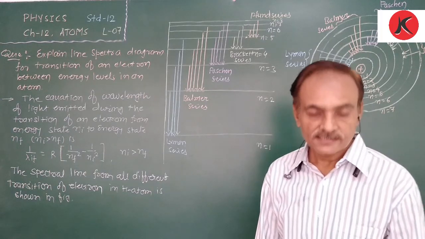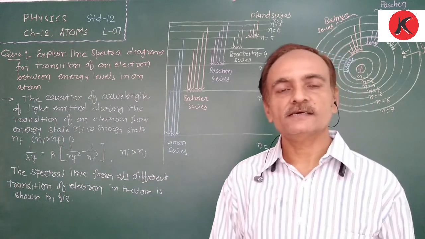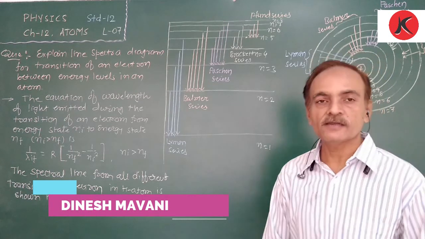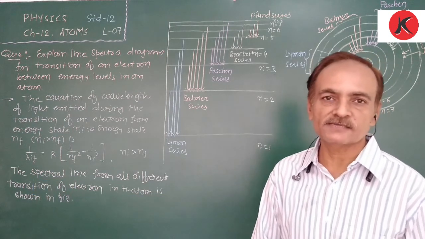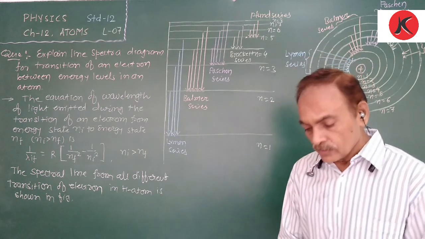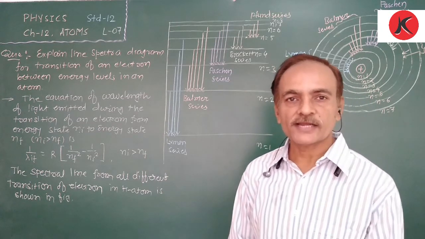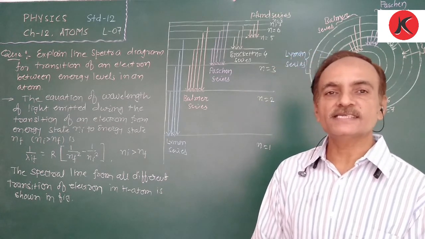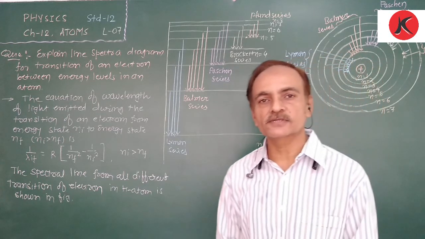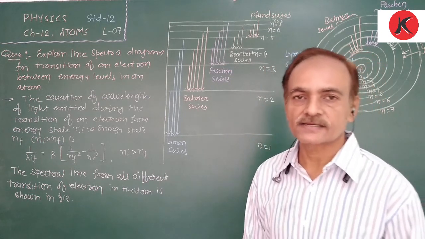Good morning, friends. Last time we discussed the different spectral series for the hydrogen atom, such as the Lyman series, Balmer series, Paschen, Brackett, and Pfund series. These series are obtained due to the transition of an electron from different energy states to either n equal to 1, n equal to 2, n equal to 3, n equal to 4, and n equal to 5 energy state.